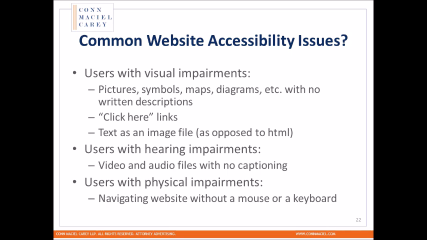Same thing with click here links. You know, it's a click here to register. You want to make sure that there's an audio file so they know where to click. And same thing with any kind of text as an image file as opposed to HTML. This happens a lot with Netflix and other audio-related websites. If you have any video or audio files, you want to make sure that it has captioning on it, again, for individuals to be able to observe and watch those videos despite their hearing impairments.